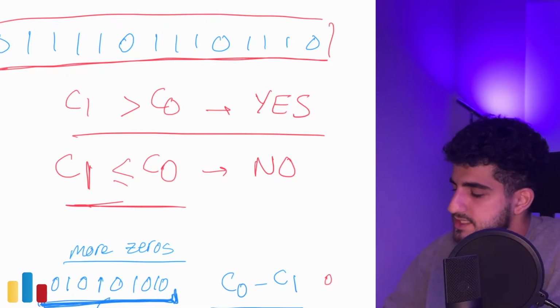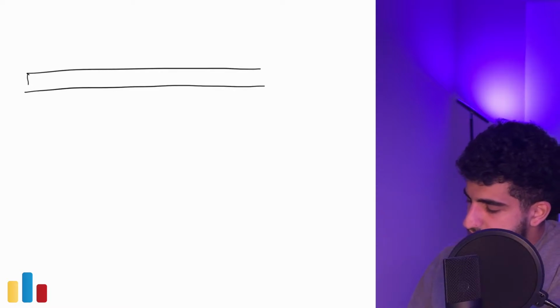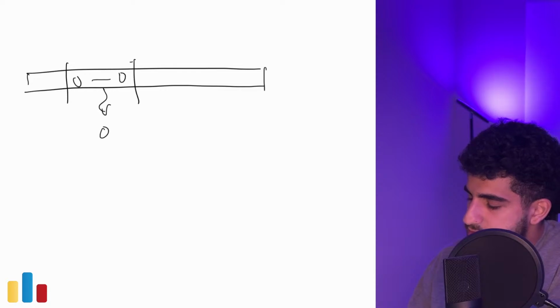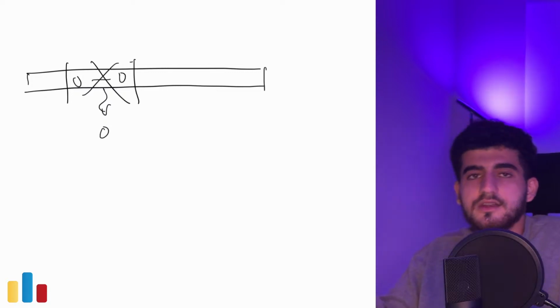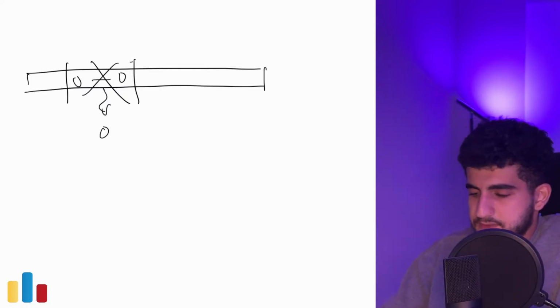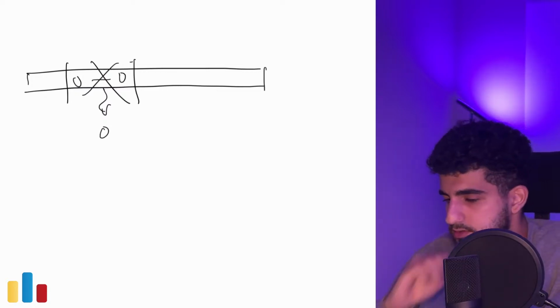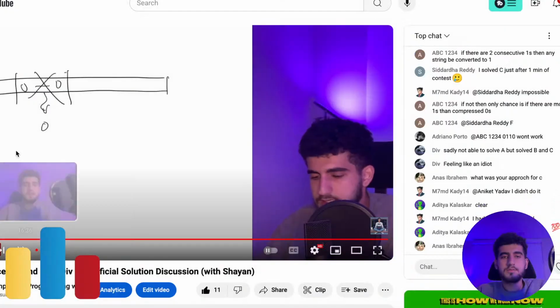So the solution for this problem is that for each block of zeros, we just turn them into a single zero, and then at the end we see if we have more zeros or more ones. If we have more ones, the answer is yes. If the number of zeros is at least as many as the number of ones, the answer is no. Is it clear? If it is clear, now I'm going to show you my code. If you need any more explanation, tell me. Otherwise, I'll move on to my code.